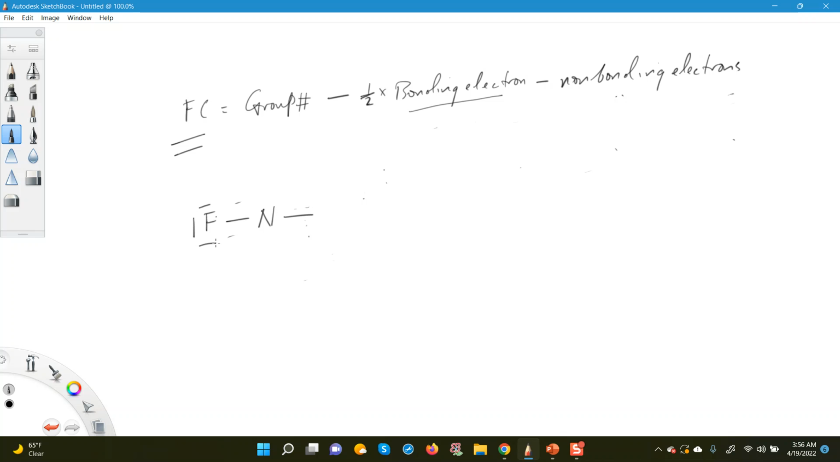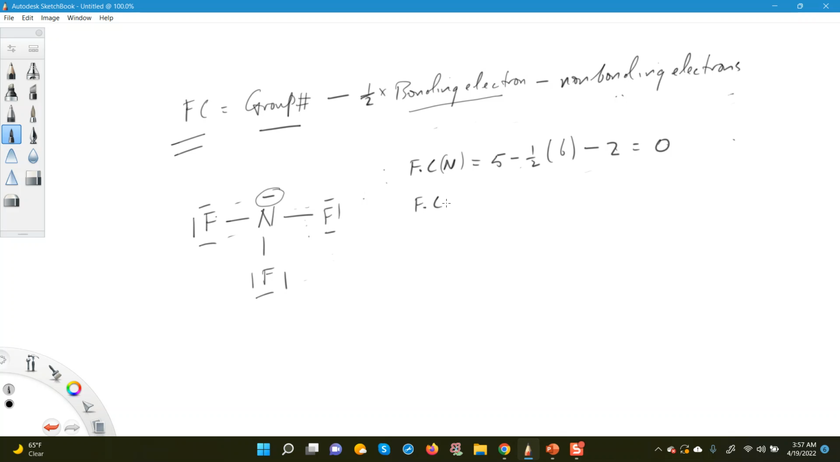If you recall, this would be the Lewis structure of that molecule. That's what it looks like. I'm going to show you how to calculate, firstly, the formal charge of the nitrogen atom. According to the formula, that's the group number, which for nitrogen is 5, minus half the number of bonding electrons, which for the nitrogen is 2, 4, 6, so half of 6, minus the number of non-bonding electrons, which for the nitrogen is 2. If you work this out, you'll see that the nitrogen atom has a 0 formal charge.